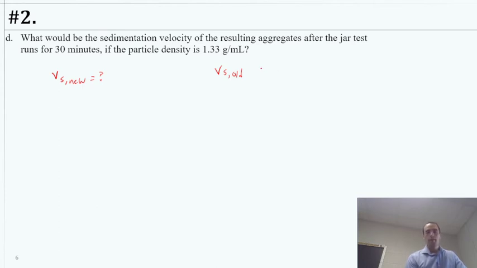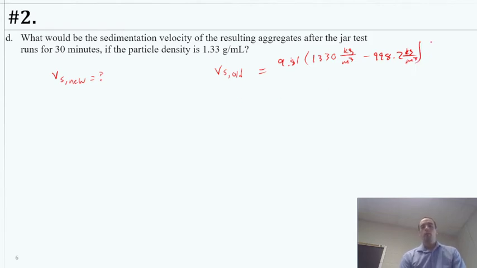So the VS for the old, of course, we need to use the equation for sedimentation velocity. It's g, so 9.8, times the rho of the particle, which if you convert, you need to make sure to do that correctly. This should be 1330 kilograms per cubic meter, because our water is also going to be in kilograms per cubic meter. That was at 20 degrees Celsius, that's 998.2. This times our diameter of the particle.